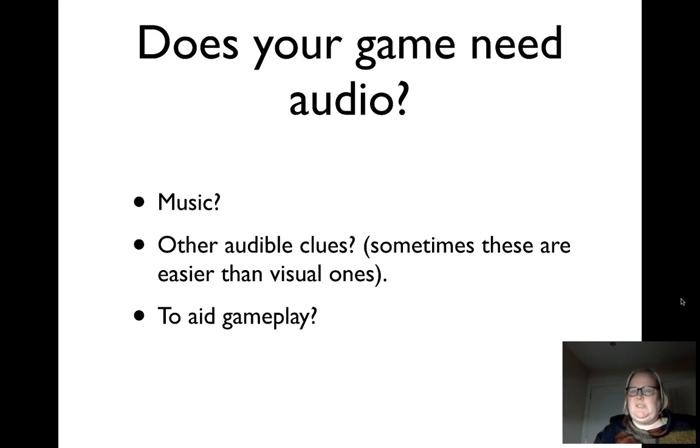Do you need other audible clues? Sometimes these are easier than visual ones. So, for example, if you're running out of time on a level, speeding up the music gives a real sense of tension, and the player kind of becomes aware of the fact that they need to speed up themselves. That's quite an interesting one.